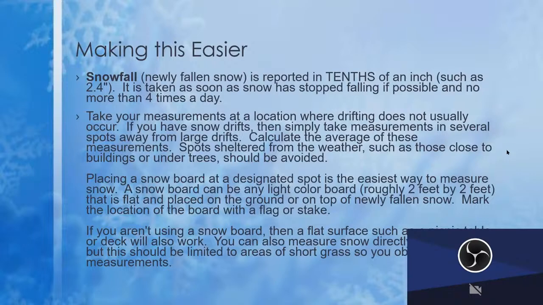Measurements are taken as soon as the snow has stopped falling, if possible, no more than 4 times a day. Take your measurements at a location where drifting does not usually occur. If you have drifts, they say take measurements in several spots away from the large drifts. Calculate the average of these measurements. Spots sheltered from the weather, such as those close to buildings or under trees, again, should be avoided.